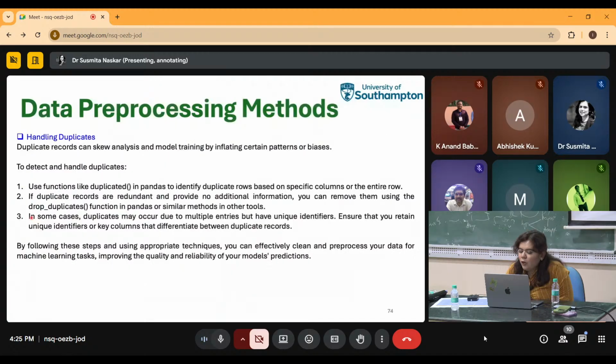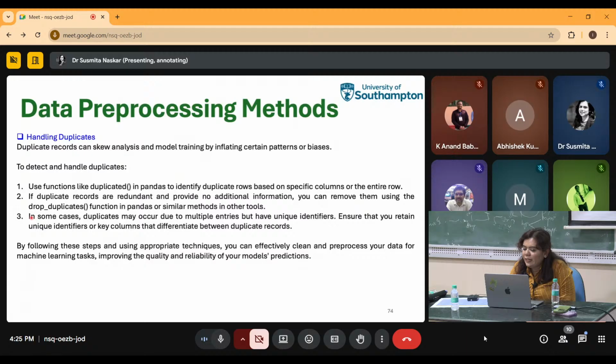And then when we are looking into handling duplicates, that's also another important part of data cleaning. Duplicate records can skew the analysis or the model training because they inflate certain patterns or biases in the data set. So identifying and removing duplicates is very important because it ensures every data point contributes equally. It improves the quality and reliability of your machine learning model.